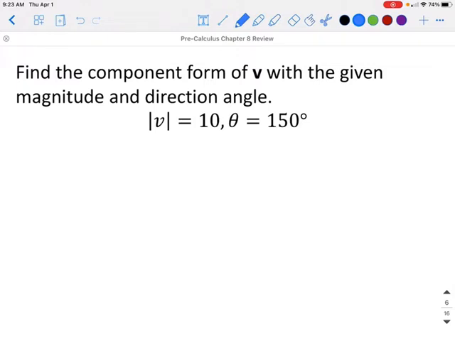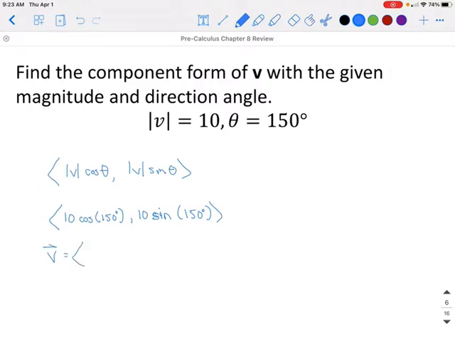Find the component form given the magnitude and the direction. Now this is the same thing as finding the x and the y as we did on that first example. Remember, you're going to do the magnitude times the cosine of the angle and the magnitude times the sine of the angle. So we're going to do 10 times the cosine of 150 degrees and 10 times the sine of 150 degrees. And this is going to tell us that vector v will have the components of negative 8.66 and 5.